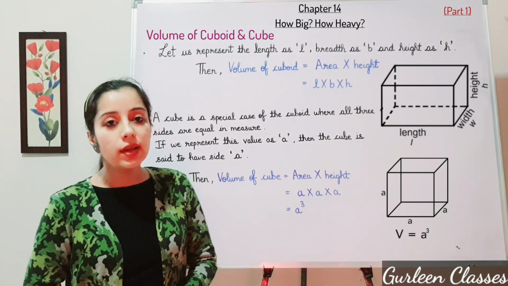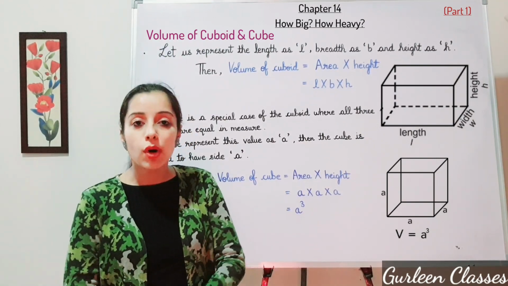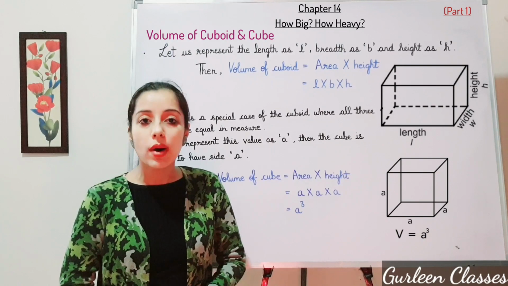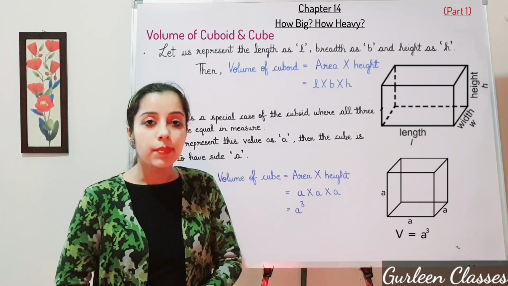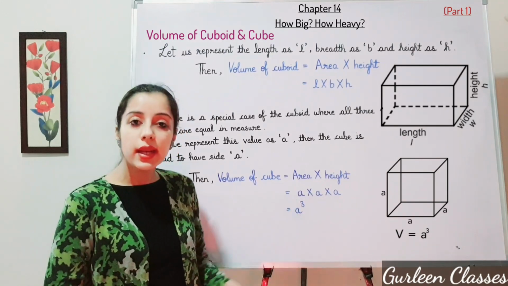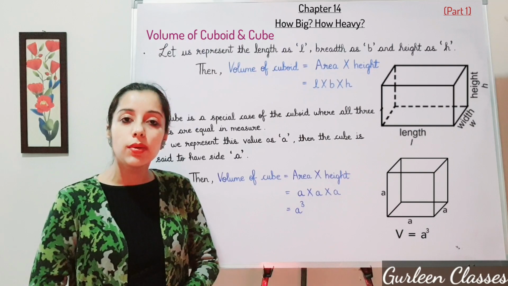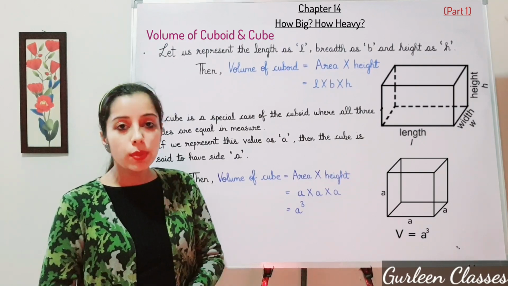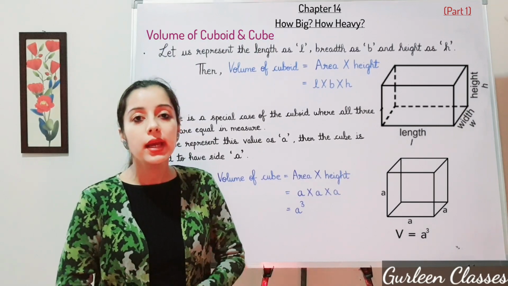So the formula will be: volume of cube is equal to area into height. What is the formula for the area of a square? Side into side. And here the side is A. A into A is the area of the square, into A, where all three sides are equal. So the volume of the cube is equal to A cube.